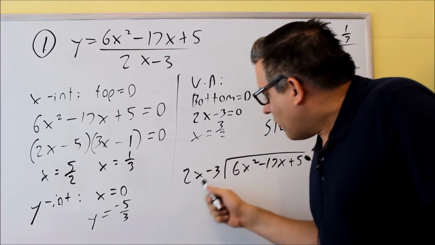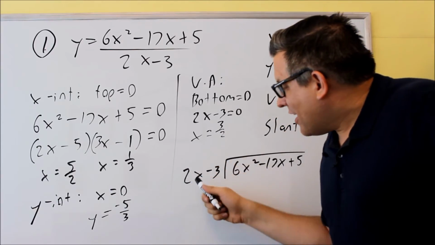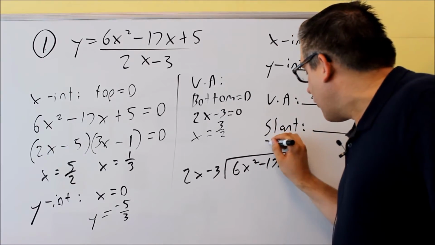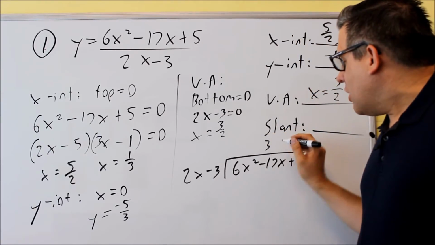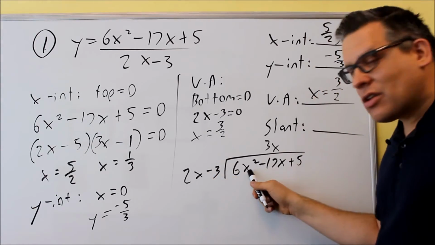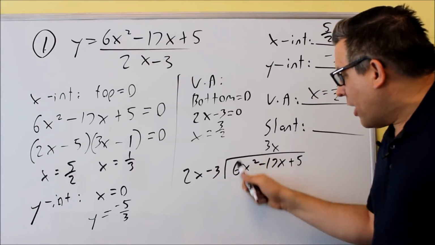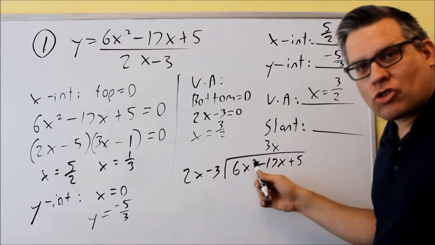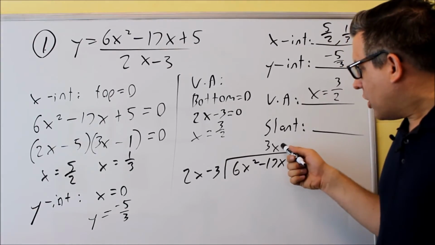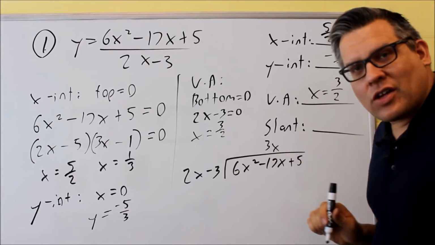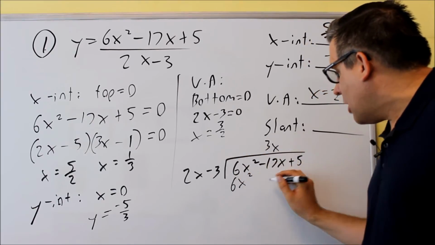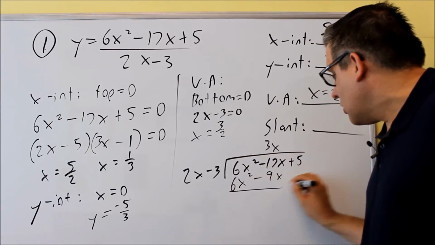So I want to see, what do I have to multiply a 2x by in order to get 6x squared? Well, I need a 3 first of all, and I also need an x. That way if I multiply 3x times 2x, I'll get the 6x squared. You always want to match the first one. It doesn't matter what the second term is. You're always trying to get something to cancel out the first term. Once we get to 3x, we're going to multiply it by both things on the outside, and we get 6x squared, and then you multiply it by this, you get negative 9x.